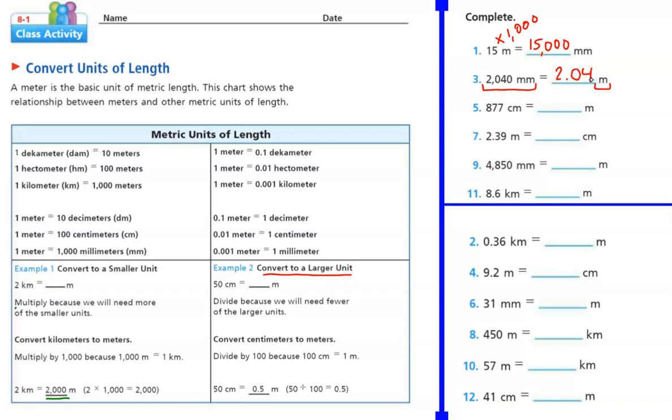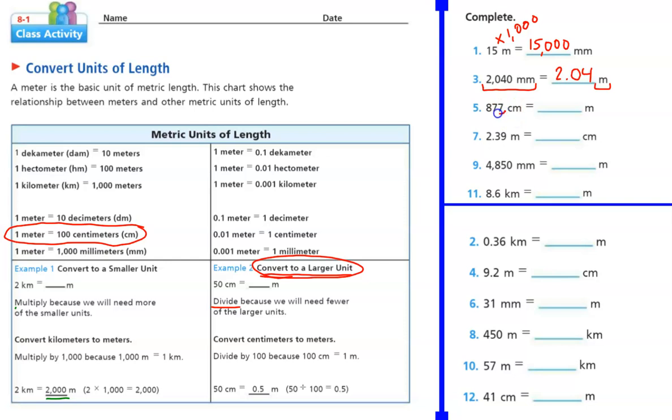All right. Again, I know it's tricky. Just try. Okay. 877 centimeters, and how many meters would that be? Well, I know that there are 100 centimeters in a meter. So because of that, I'm going to take this and divide by 100 because it tells me here, convert to a larger unit. I want to divide because I'm going to need fewer of those larger units. So I am going to then figure out how to divide by 100.